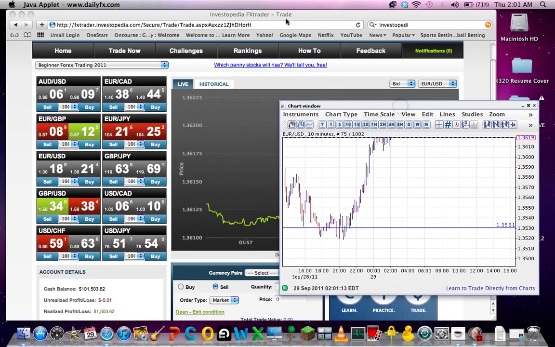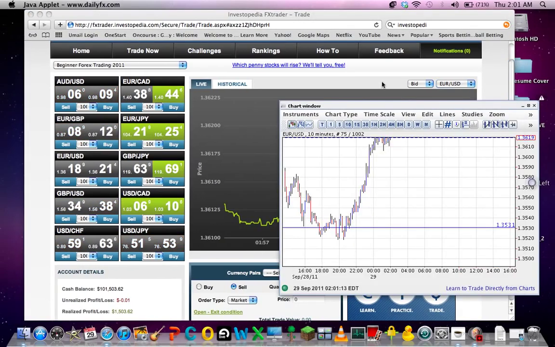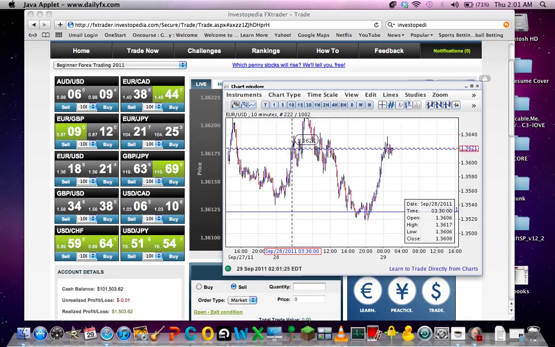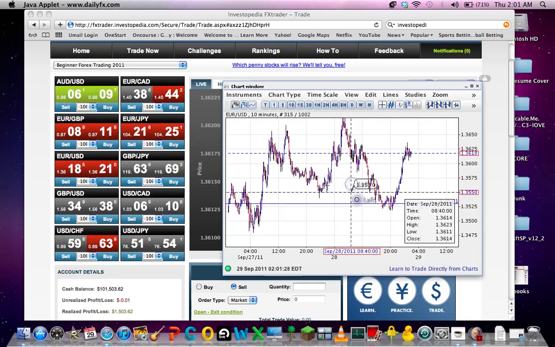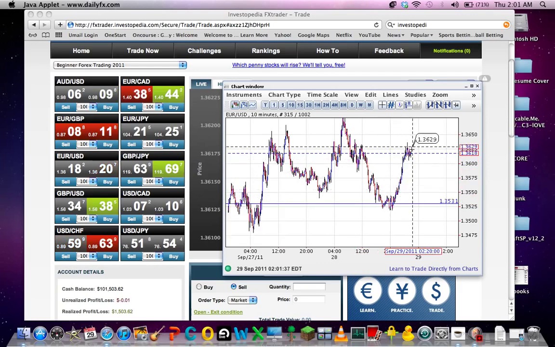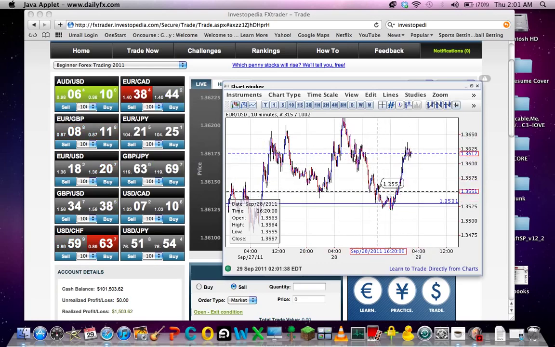You can get this for free as well. So let's look at euro to the US dollar. That's the most commonly traded pair. So here's a pretty simple trend that's going on. It's clearly going up and down, up and down, up and down. When it's going up, the euro is appreciating against the dollar, and when it's coming down, the euro is depreciating against the dollar.